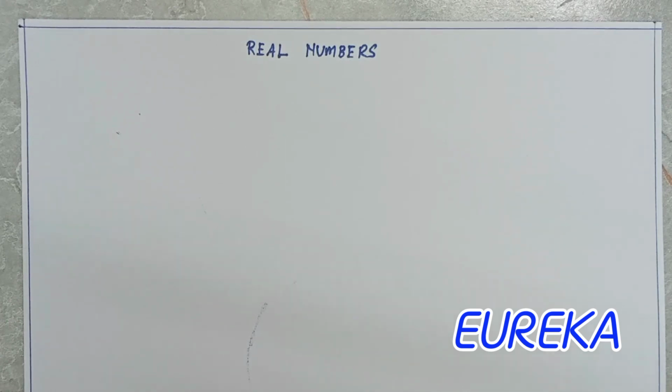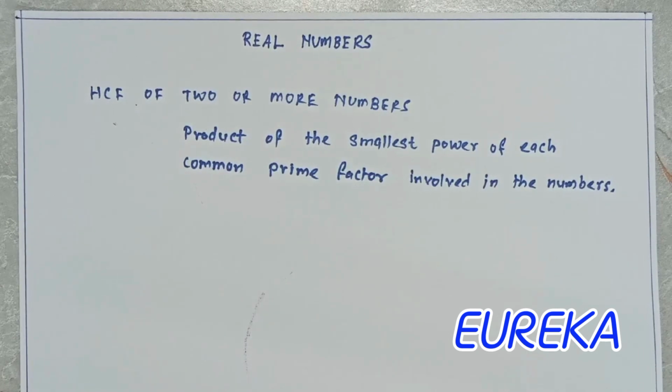And how to find HCF and LCM? We have made some videos on that, that you can go through. But some basic things we will discuss in this part also. So for HCF, it is the product of the smallest power of each common prime factor involved in the numbers.